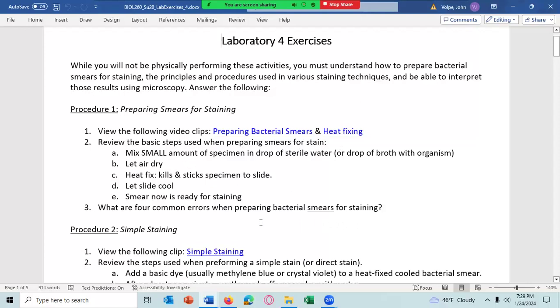And then procedure 1, you should answer the question, what are 4 common errors when you prepare a bacterial smear for staining? And I'll tell you that if you give me any steps of a stain, that is incorrect because that's not making the bacterial smear.